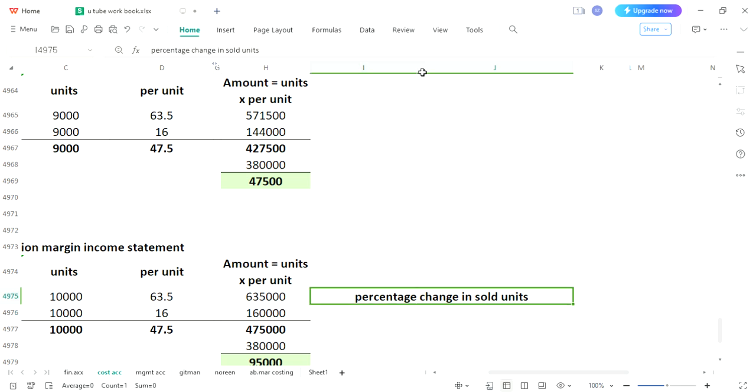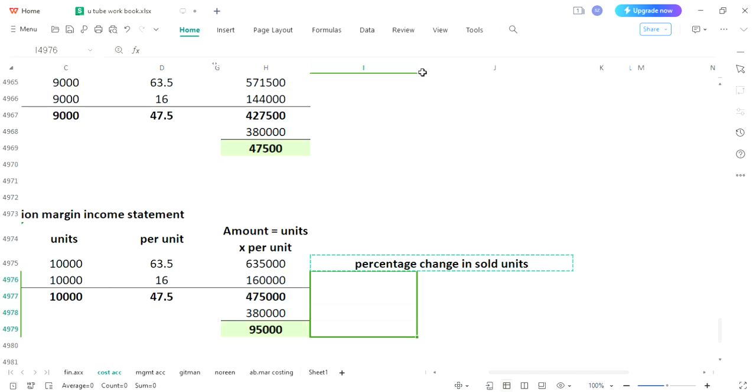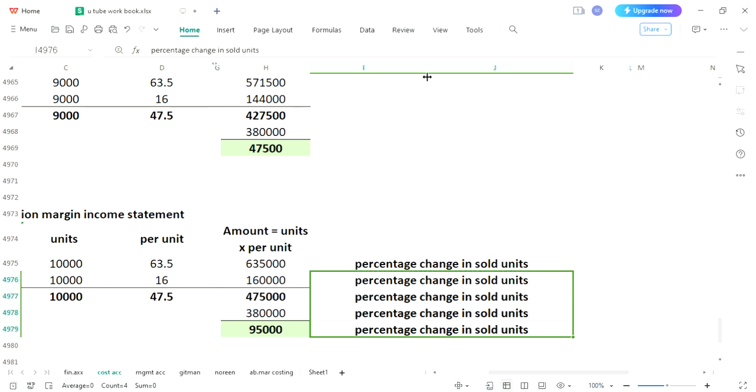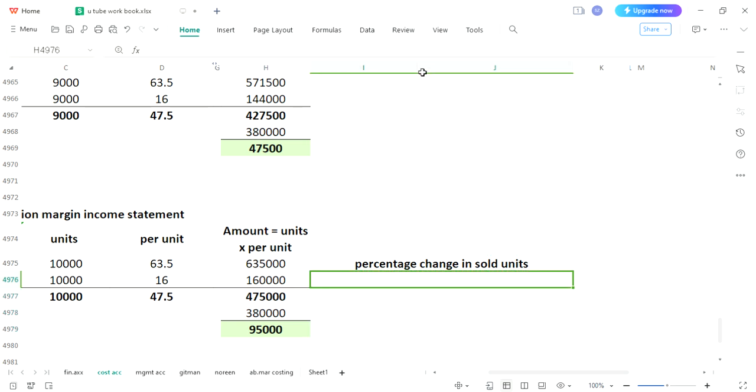For this, again we can take our columns in this way. Percentage change in sold units: what you will do is take the change in units sold, divide it by base units sold, and then finally multiply it by 100. This way you can calculate your percentage change in sold units.